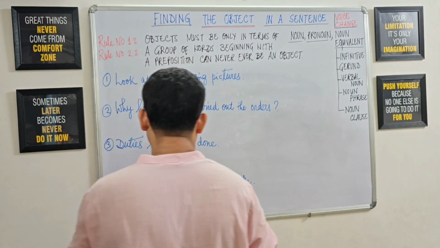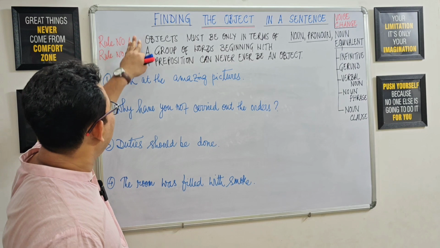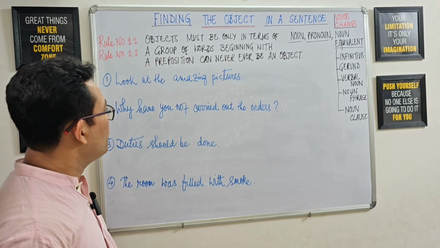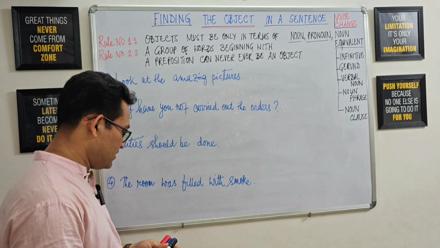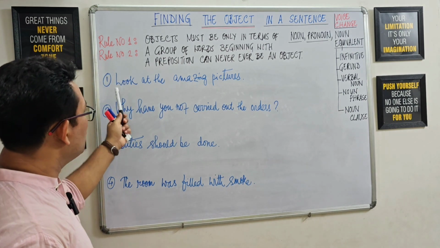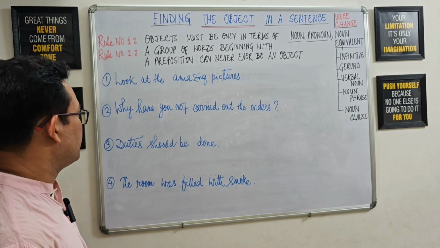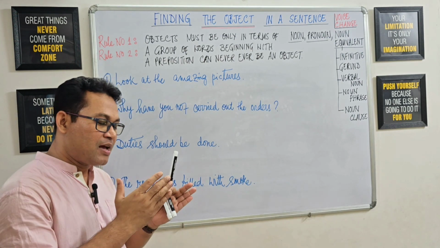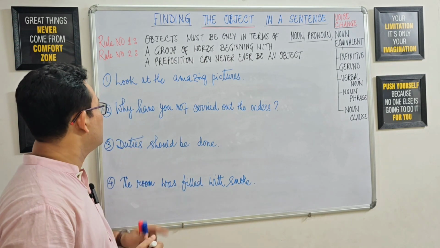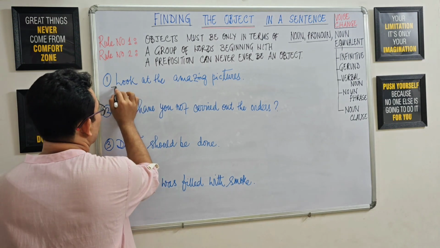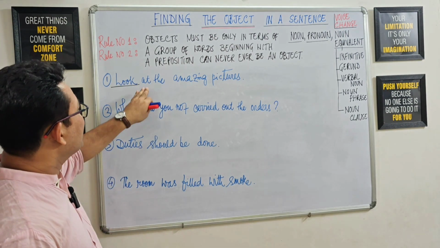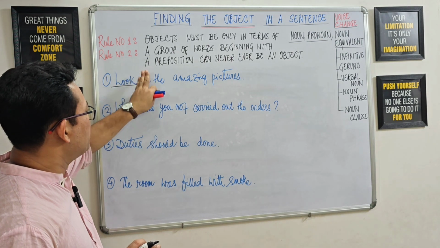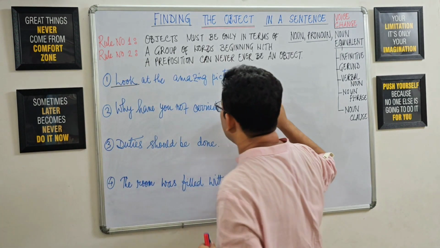Okay, so 4 sentences. We'll try to verify these 2 rules in all these sentences in finding the object. So look at the very first one: Look at the amazing pictures. The basic rule is we get the object or objects after the verb in the predicate segment. So the verb here is look. Then we get the preposition at. Let us forget about it for the time being and concentrate on the next phrase.